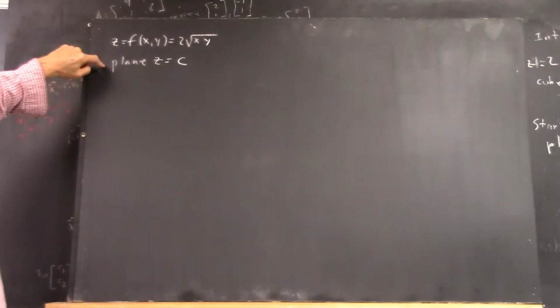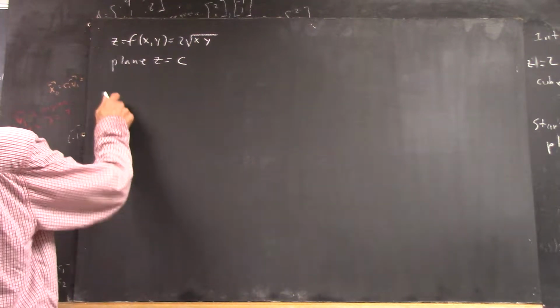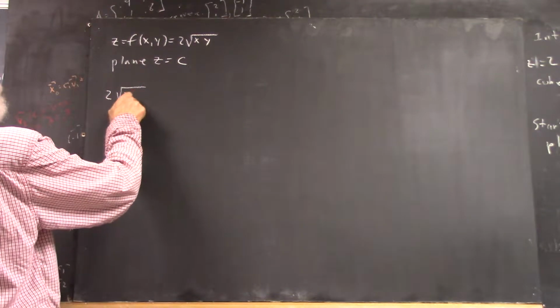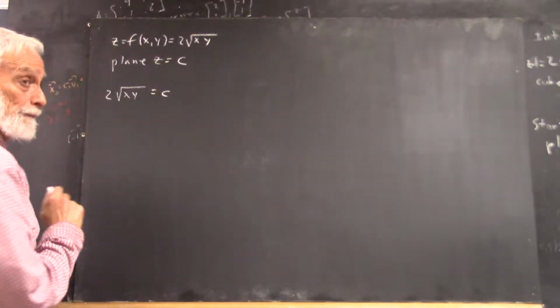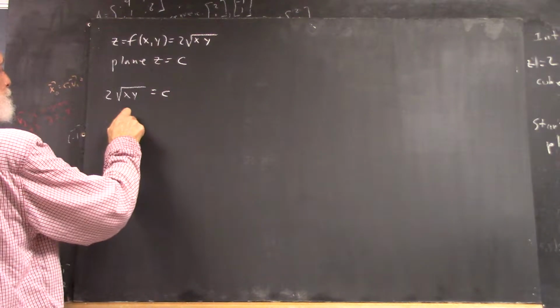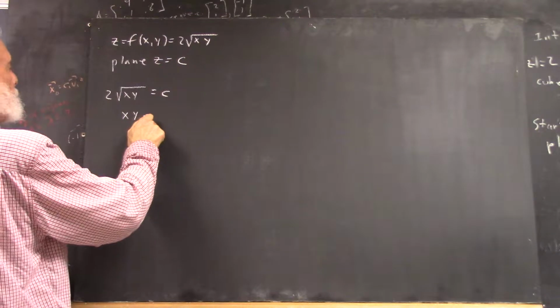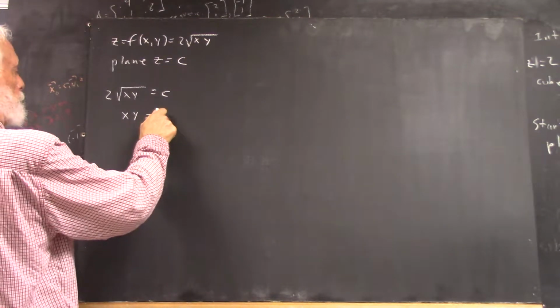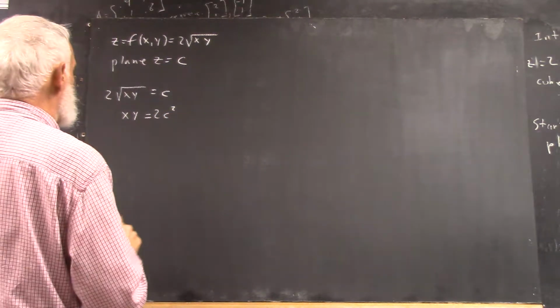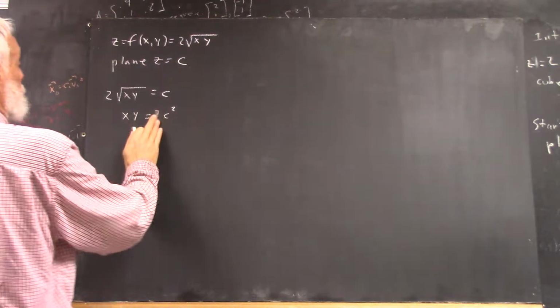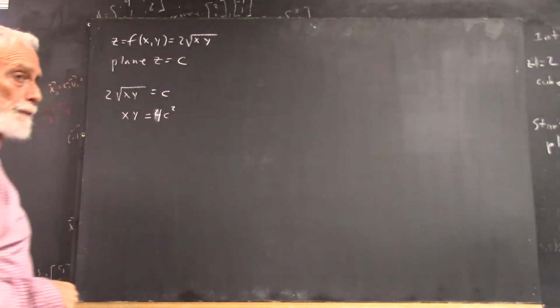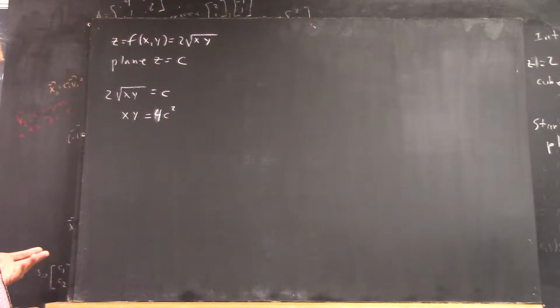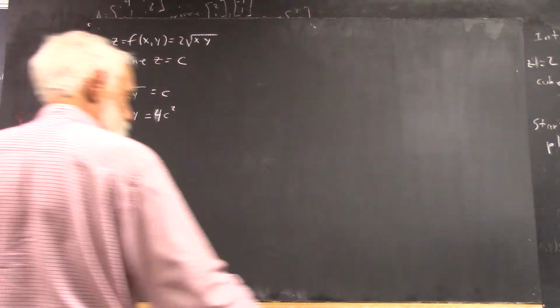Okay, so we start by just looking at the intersection of this function with the plane z equals c. You get 2 square root of xy equals c. So xy equals, be, 1/4 c squared.